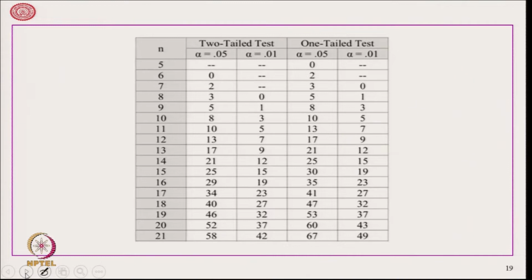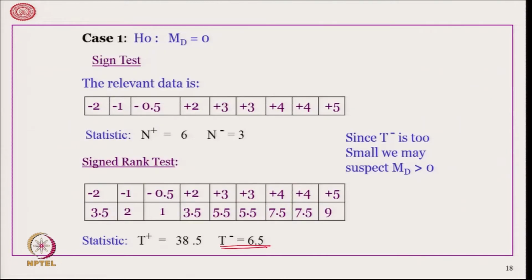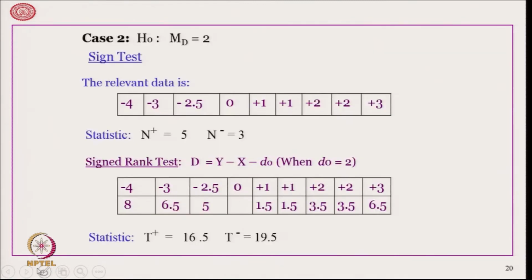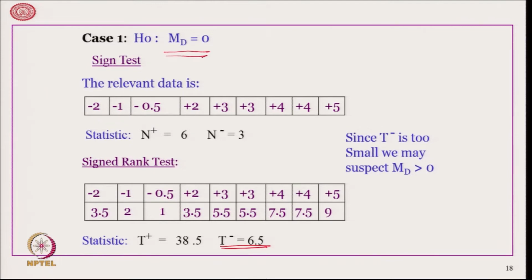So, we go back to our Wilcoxon signed rank test table. We have the value 9, and at the 5% level, we have the critical value to be 8, and since our obtained value is 6.5, which is less than 8, we reject the null hypothesis. That means that we are not accepting that MD is equal to 0, that is, we are rejecting MD equal to 0 in favor of MD greater than 0.